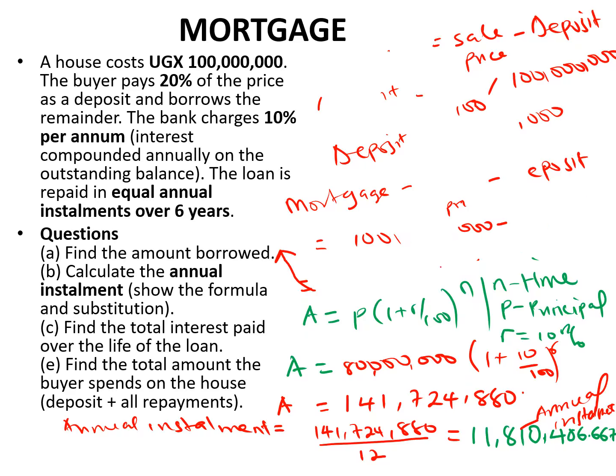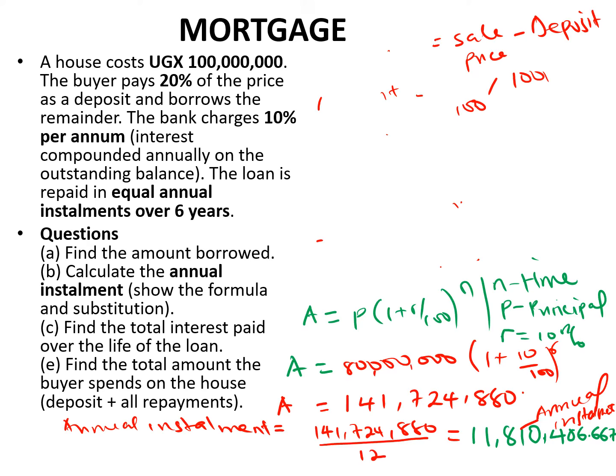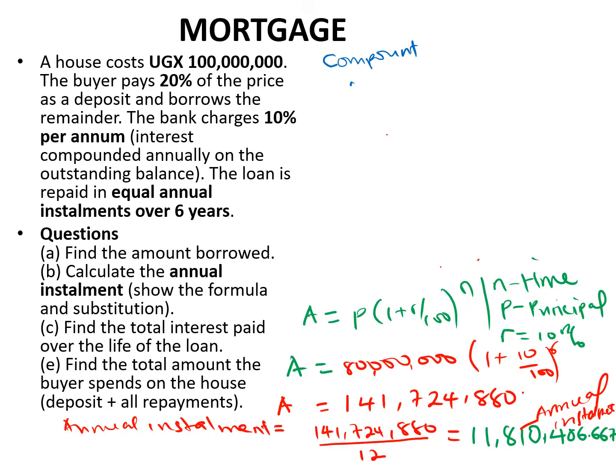Find the total interest. Maybe I'll come here and I say find the total interest paid over the life of the loan. Now here we shall say compound interest is equal to amount minus principal.